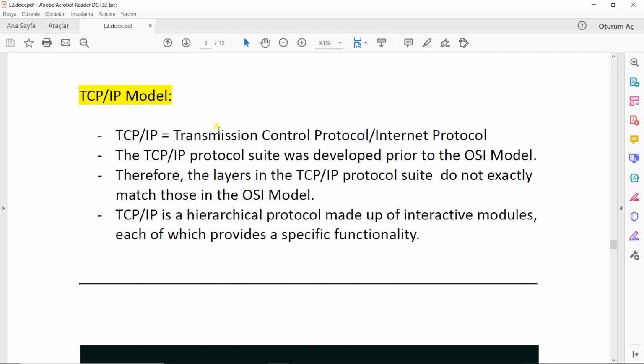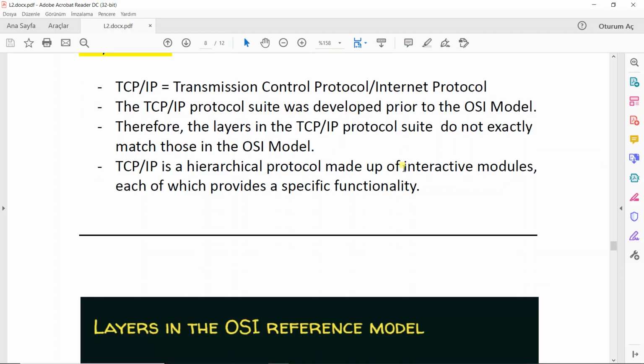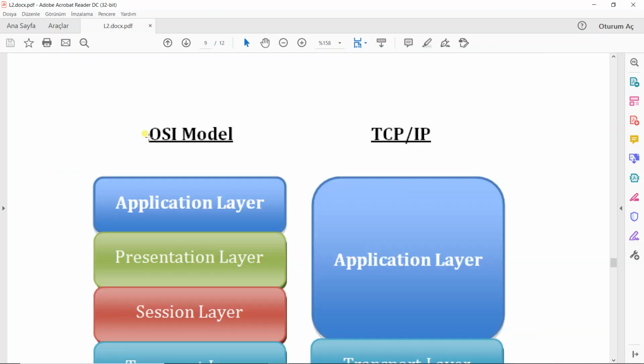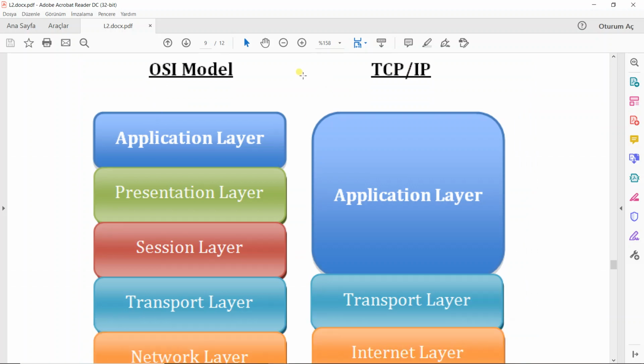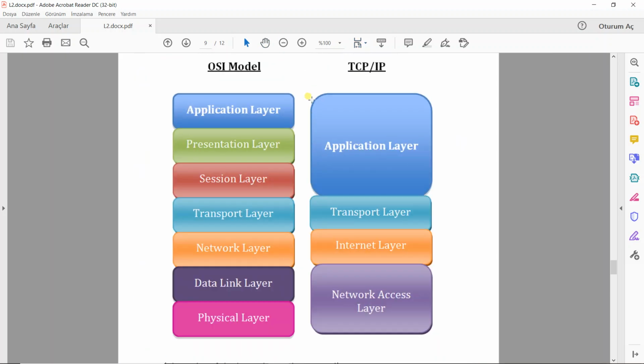So let's look at the TCP/IP model here. TCP/IP means Transmission Control Protocol, which is the most common internet protocol that's taught in universities and in training centers like Cisco. The TCP/IP protocol suite was developed prior to the OSI model. So TCP/IP was developed before. Now what's TCP/IP? Let me just show. This is the TCP/IP model and this is the OSI model. What's the difference here?